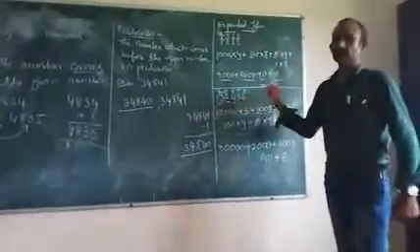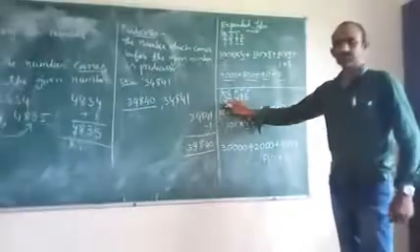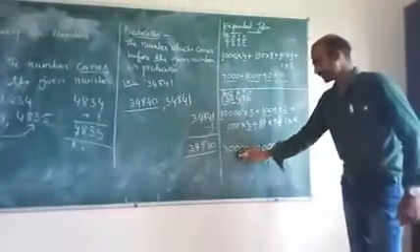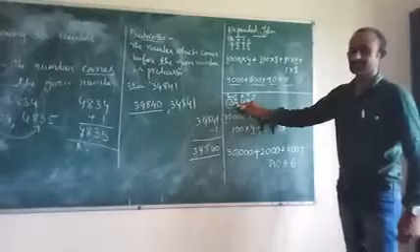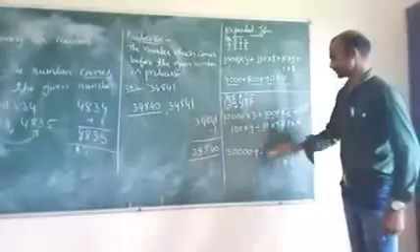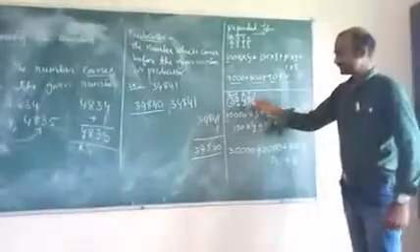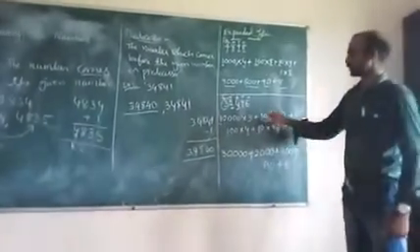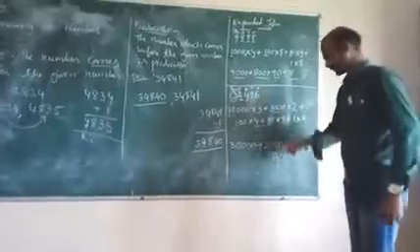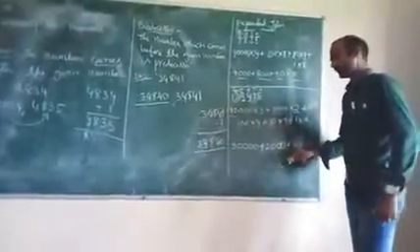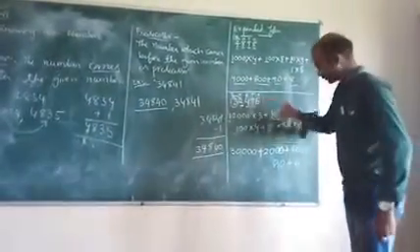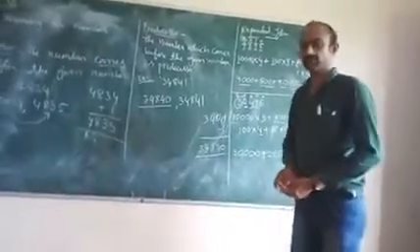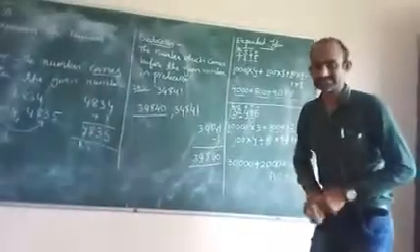See, 32,496 we have taken. How many 10,000s are there? 3. So 3 into 10,000 is 30,000. And how many thousands are there? 2. 2 into 1,000 is 2,000. Plus, how many hundreds are there? 4. 4 into 100 is 400. How many tens are there? 9. 9 into 10 is 90. Plus, how many ones are there? 6. So 1 into 6 is 6. So this is the expanded form of the number 32,496.